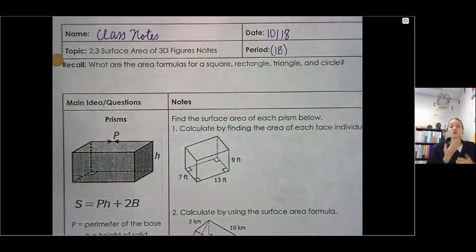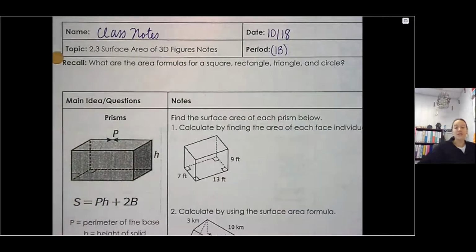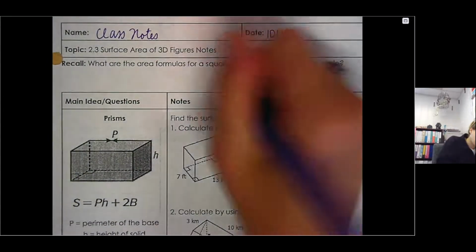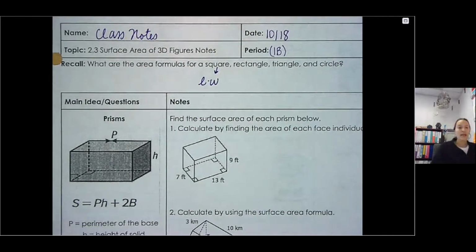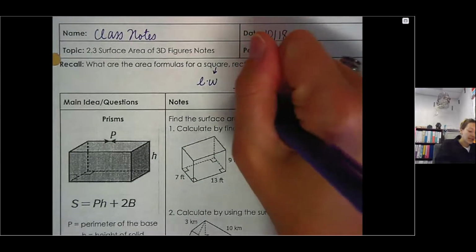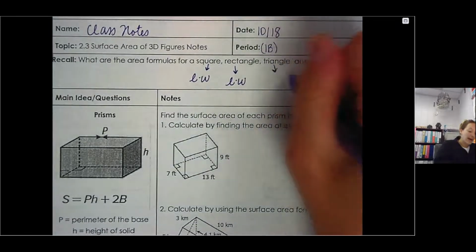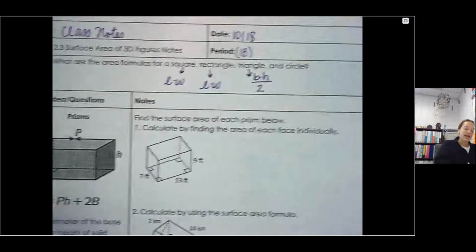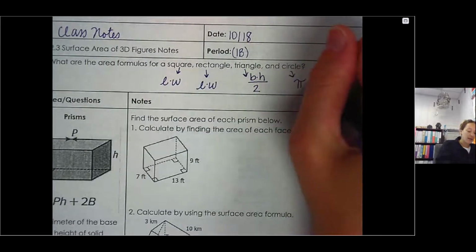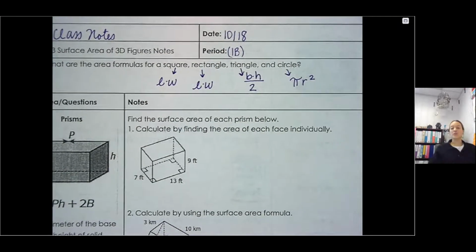Because we're talking about 3D now, we need to make sure we know our area for some 2D shapes. For a rectangle, it's length times width or base times height. The area formula for a parallelogram or square is again the same thing, length times width or base times height. A triangle is 1/2 base times height or base times height divided by 2. And a circle is pi times radius squared, pi r squared. So those are the area formulas of each one.